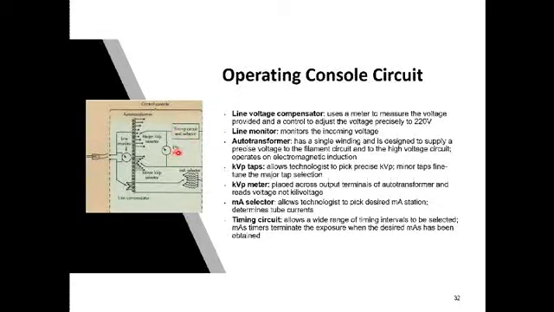Now, technically speaking, timing should go with MA, but for some reason, when you look at a schematic, usually the timing circuit is placed somewhere in the KVP section. It's always pictured as a box. That's your timing circuit. It allows a wide range of timing intervals to be selected. MAS timers can terminate the exposure when the desired MAS has been obtained. Those MAS timers are talking about your AEC, or your automatic exposure control.